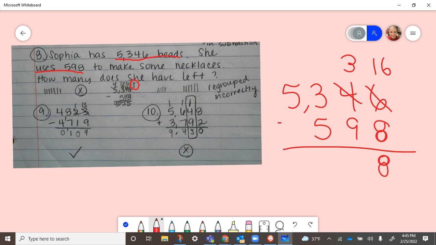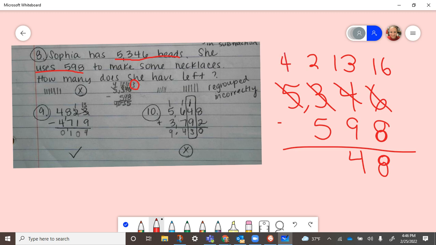And then here now I've got 3 minus 9. I cannot do that, so I'm going to cross out my 3. I'm taking 1 away, so now I have 2. And the one that I took, I'm going to put it in front of the 3. So now it's 13 minus 9. So I'm going to put 9 in my brain and then count on 10, 11, 12, 13. That's 4.